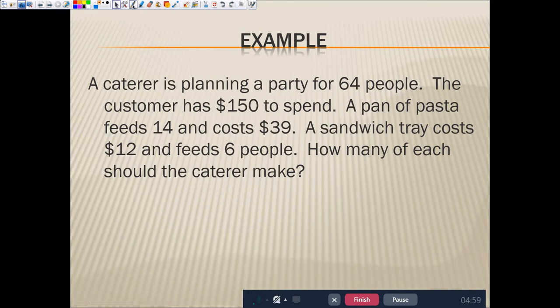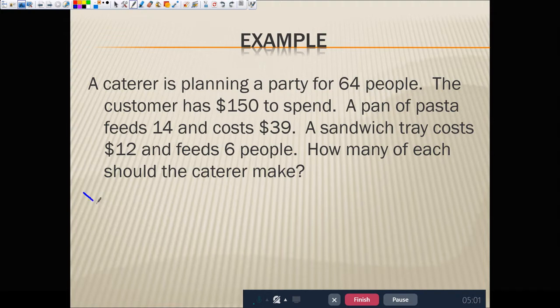Okay, our question is how many of each should they make? So that's gonna help us identify our X and our Y. So my X is gonna be my pan of pasta. And my Y is gonna be my sandwich tray.